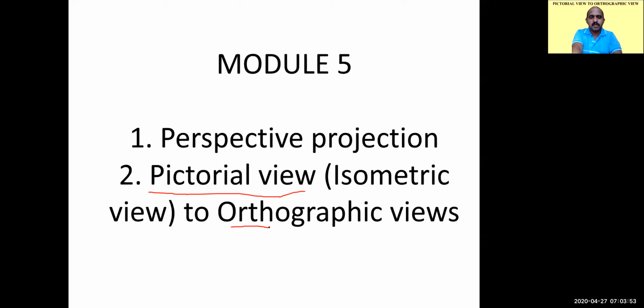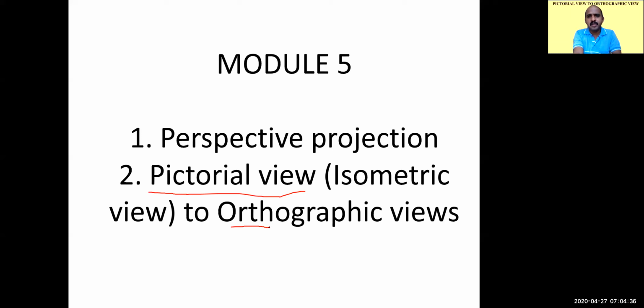A pictorial view of an object or a combination of solids will be given as a question, or we can name that an isometric view. You need to draw the orthographic view of that object. Orthographic view means you need to draw the front view and top view, and either the left side view or the right side view. That's mainly pictorial view to orthographic view.